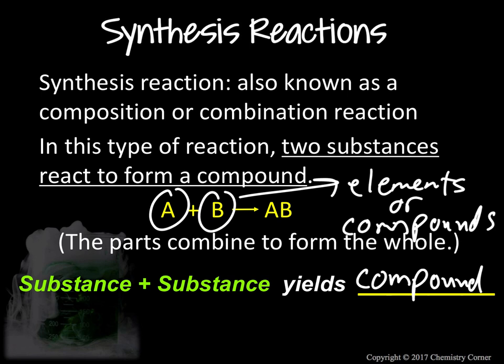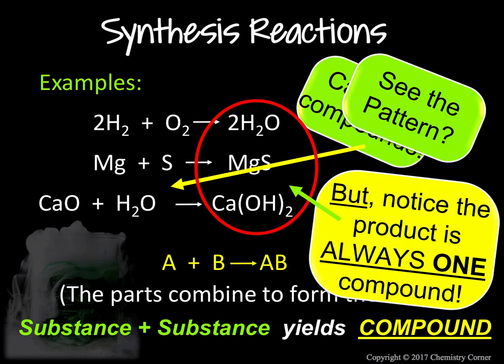But again, this substance could be two things going together to form one, like water and an active metal. That's going to make metal hydroxide. Okay, so some of that stuff we're going to talk about in just a little bit. All right, let's give you a couple examples.